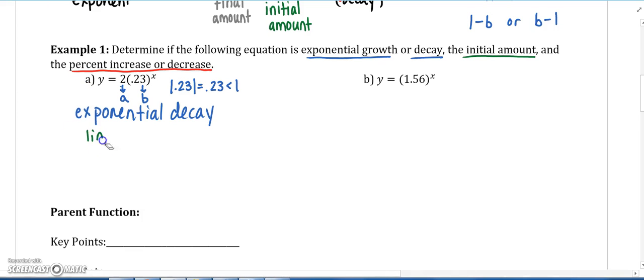I'm going to, whoops, that is not how you spell initial. I'm going to say my initial amount is 2.